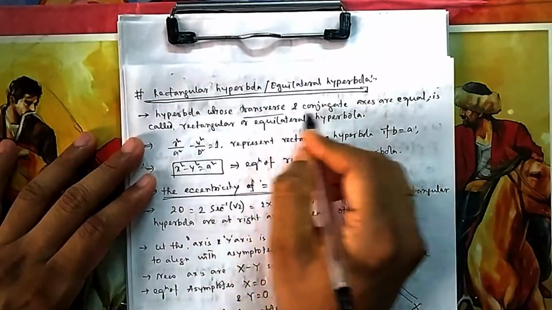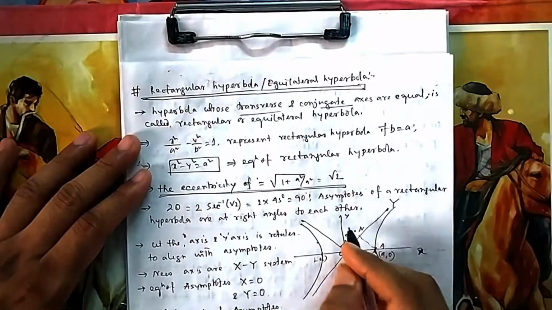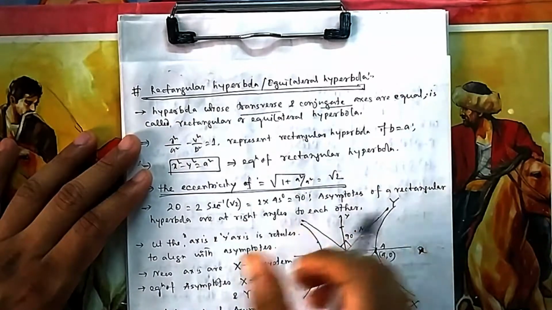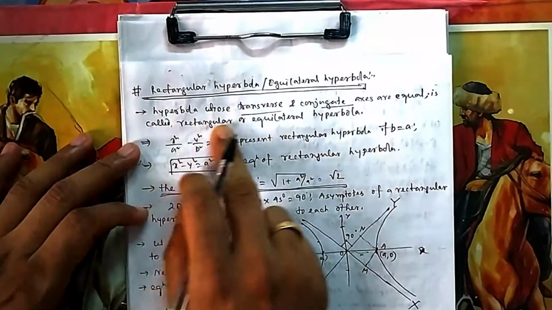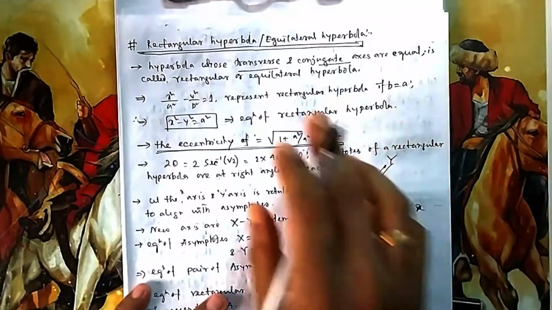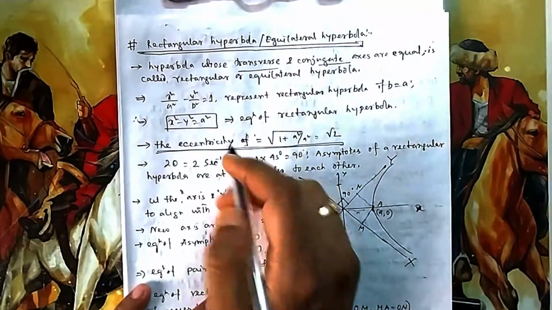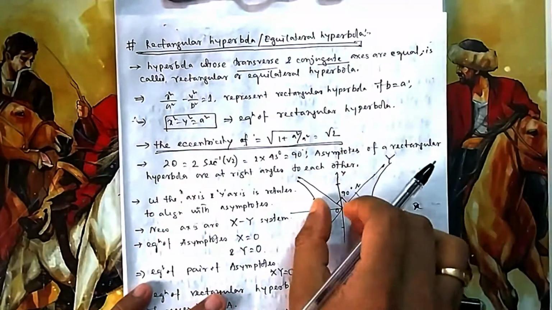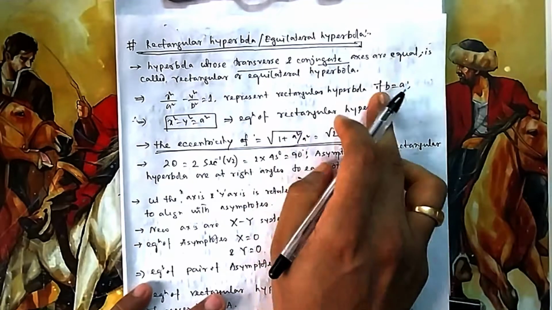Whose transverse and conjugate axes are both equal lengthwise. Suppose this is my transverse axis and this is my conjugate axis; if they are equal, then we say it is a rectangular hyperbola, or we also say it is an equilateral hyperbola, whichever name you want to give it. This represents a rectangular hyperbola if both B and A are equal. So this length and this length, because this was A and this was B, should be equal.